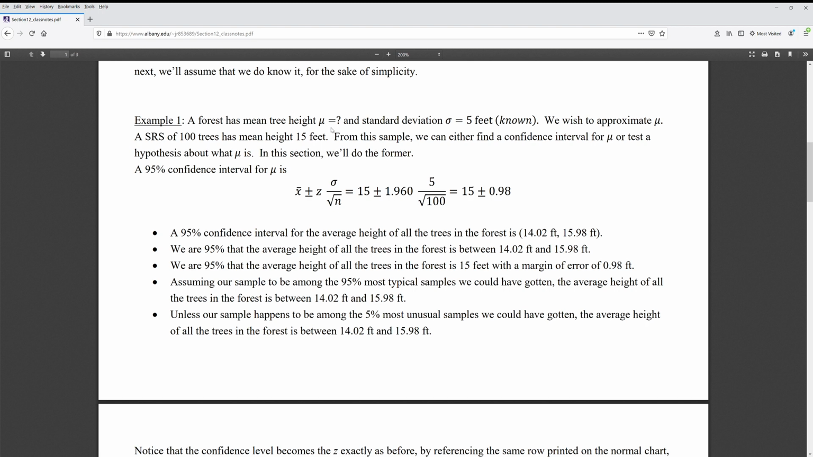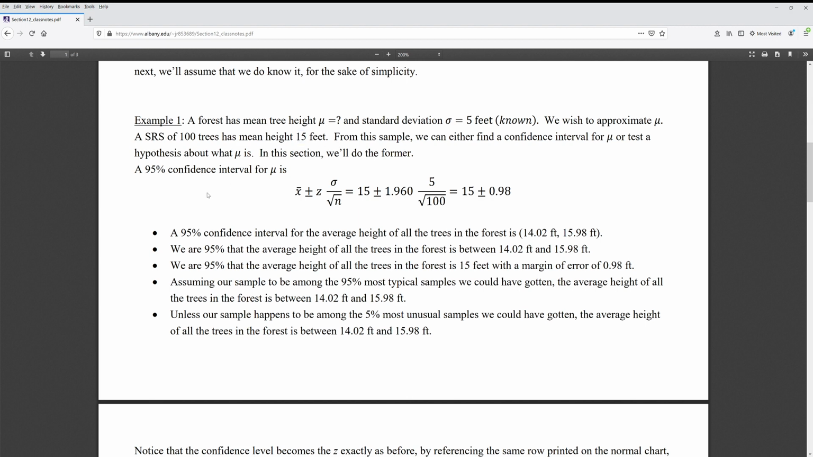We wish to approximate the average tree height of the forest, mu. We take a simple random sample of 100 trees, that's our n, and the average of those 100 numbers, data, x bar, statistic, is 15. So that's my x bar.